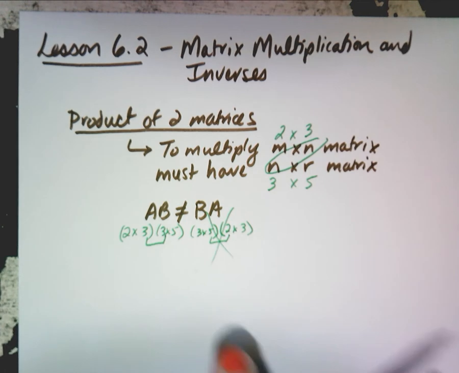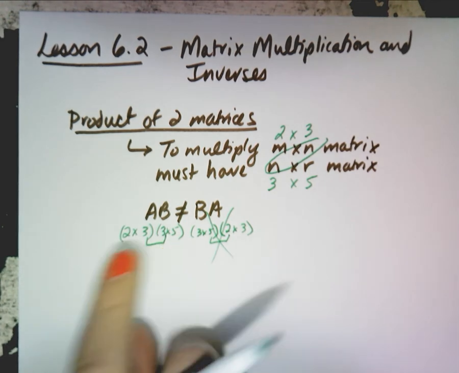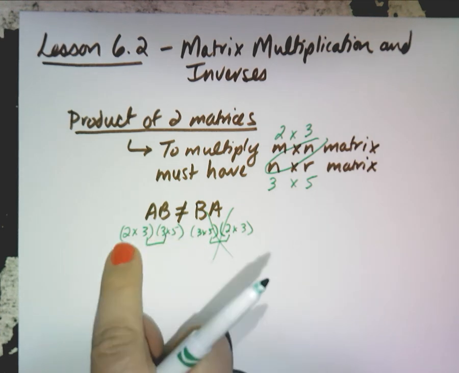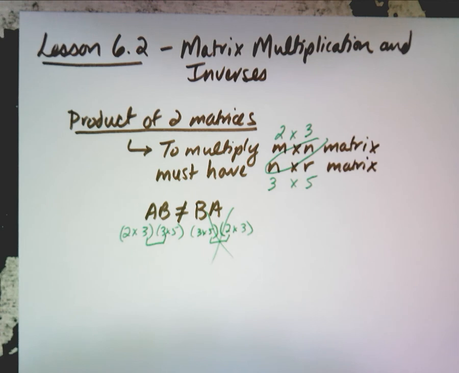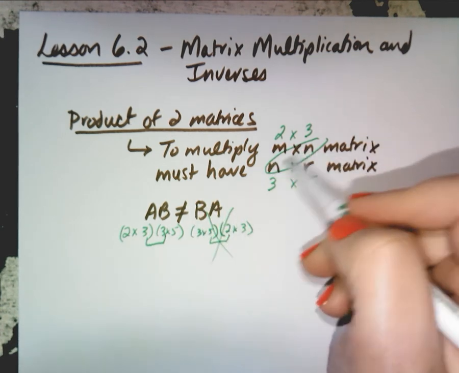Quick question, by the way. Do you know what the resultant matrix would be if I had a 2 by 3 and a 3 by 5? You should know what it is. 2 by 5. That's right. Okay, so just so you know, that's why this is important.